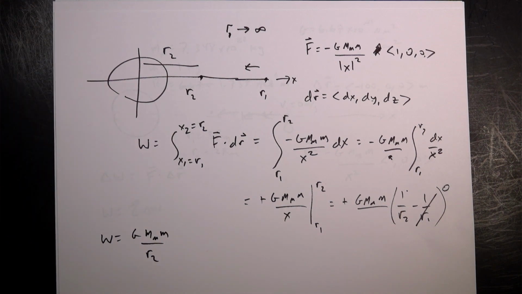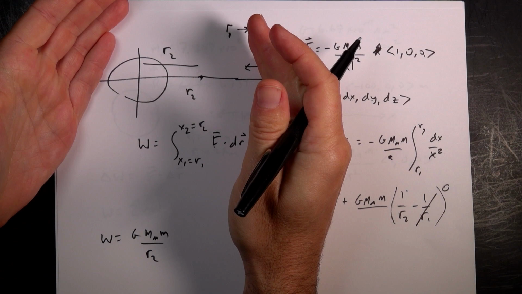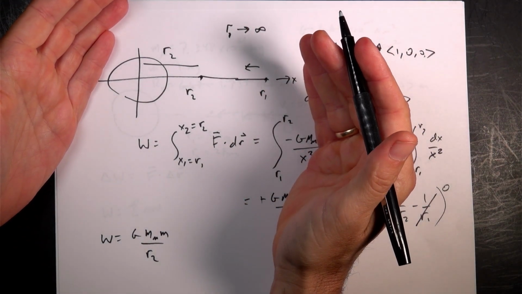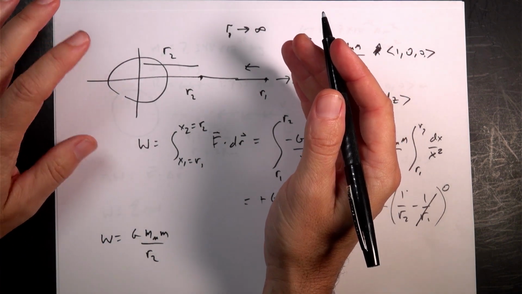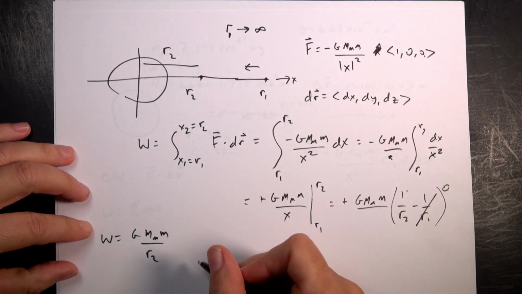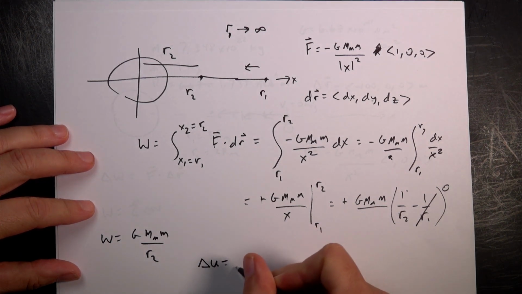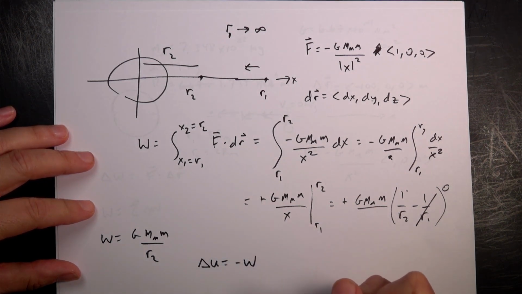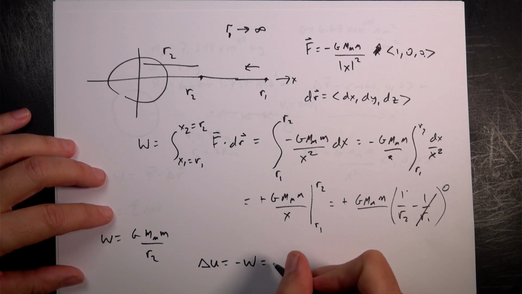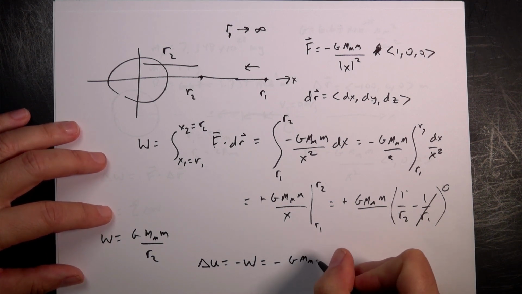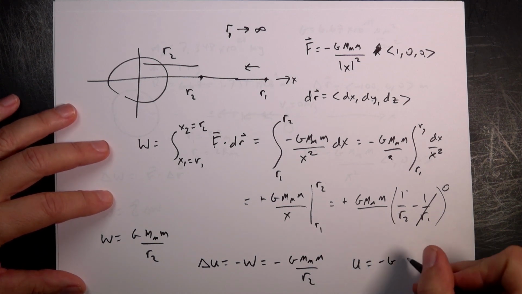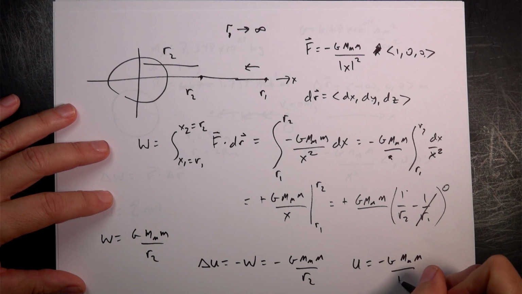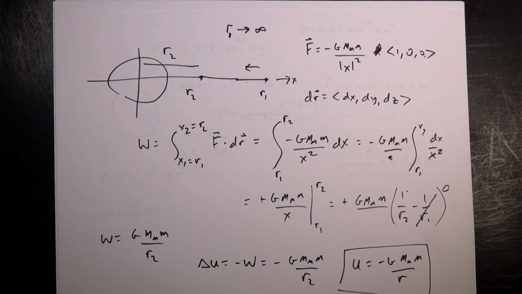Now, remember that if I take the system consisting of the moon and the earth, and the work does not depend on the path, which it doesn't in this case, then I can turn this work into a potential energy. I can say delta U is going to be negative the work. So that means that delta U is negative G M over R2. And this is where we get U equals negative G mass of the moon mass over r as the gravitational potential with respect to infinity for gravitational objects.